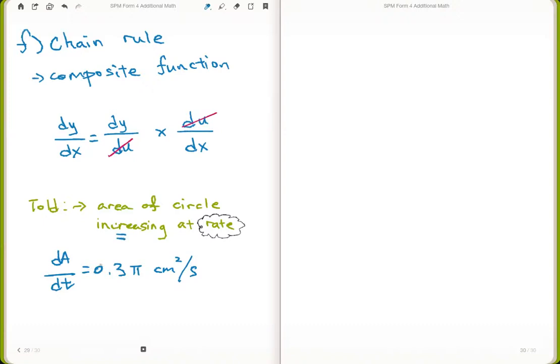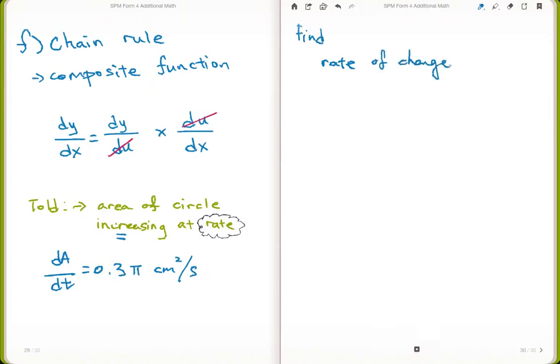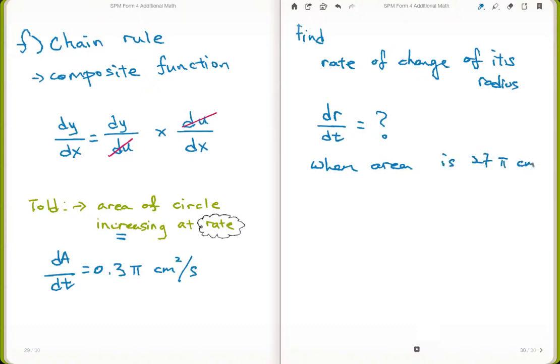Find the rate change of radius. You need to find the rate of change of its radius. So in a mathematical form, radius is r, so I will say it's dr over dt. You are asked to find out what this is, at the instant when area is 27 pi.